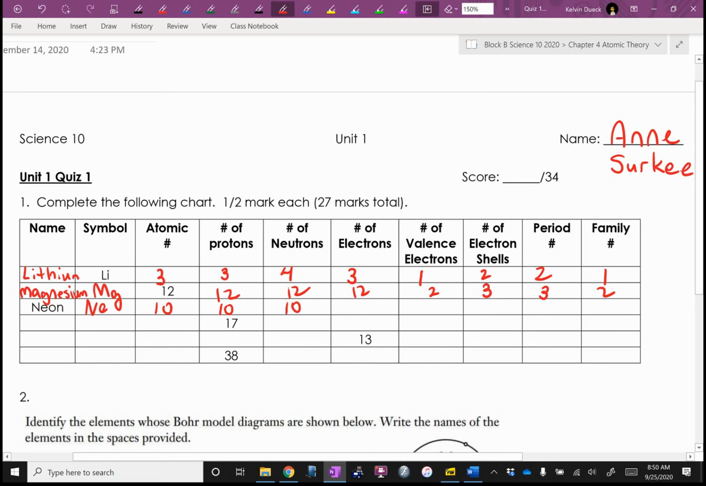So this is one of those that by a fluke has the same number of neutrons and protons. Most of them don't. Don't memorize that. 10 electrons when it's an atom.